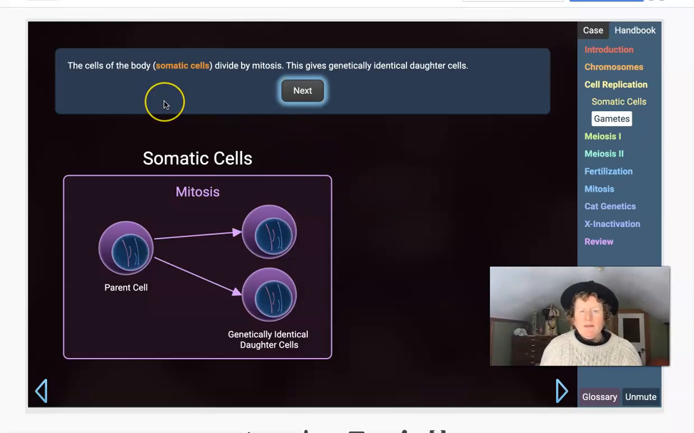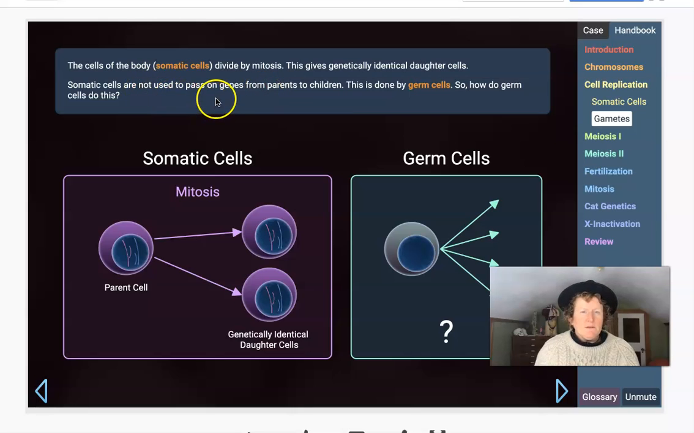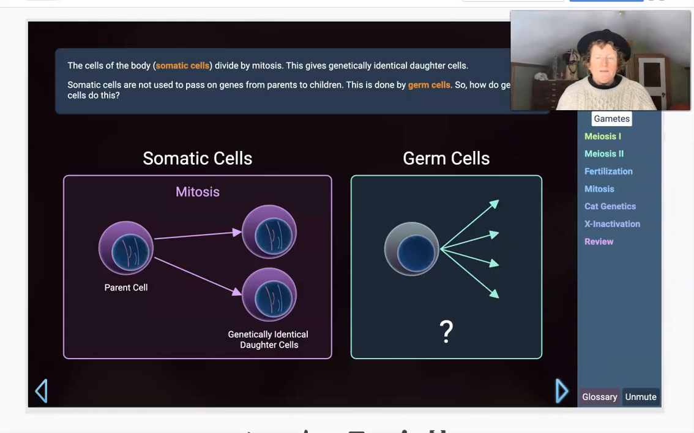So the cells of the body, the somatic cells, divide by mitosis. This gives genetically identical daughter cells. The somatic cells are not used to pass on genes from parents to children. This is done by germ cells. So our next question is, how do germ cells divide? That's meiosis. That's what we're studying today. Meiosis is important because it makes the sex cells we use and cats use and hippopotamuses use to reproduce.